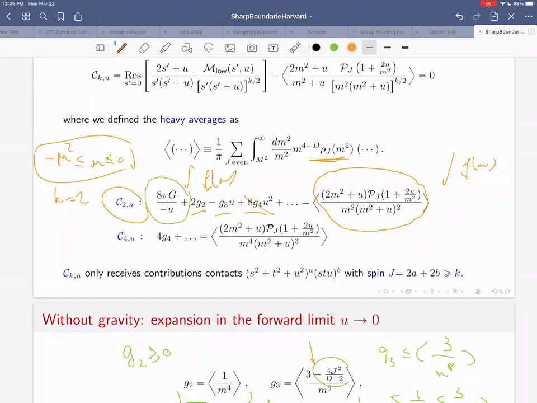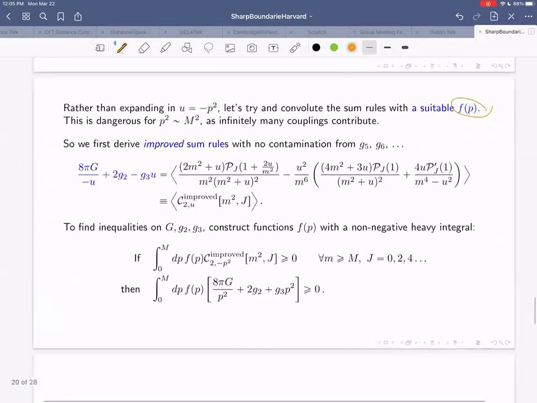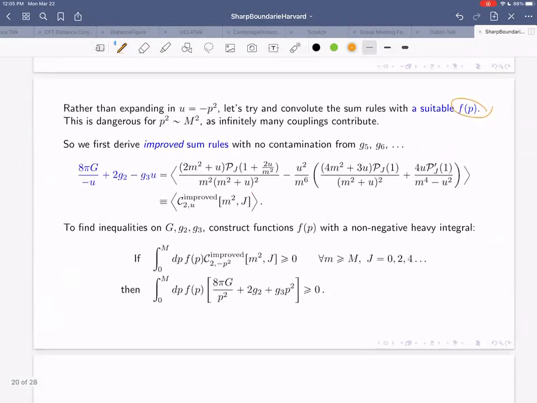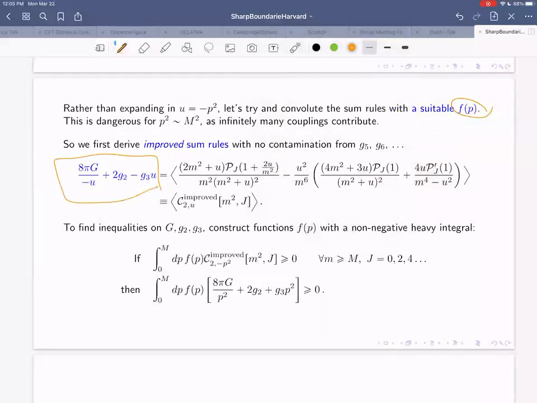And I can keep going till I find a better and improved sum rule that only depends, for example, this is just an example, on the first three couplings, on the Newton constant, on G2 and G3, at the expense of making the right-hand side a little bit more complicated. And then what is the idea of deriving bounds?